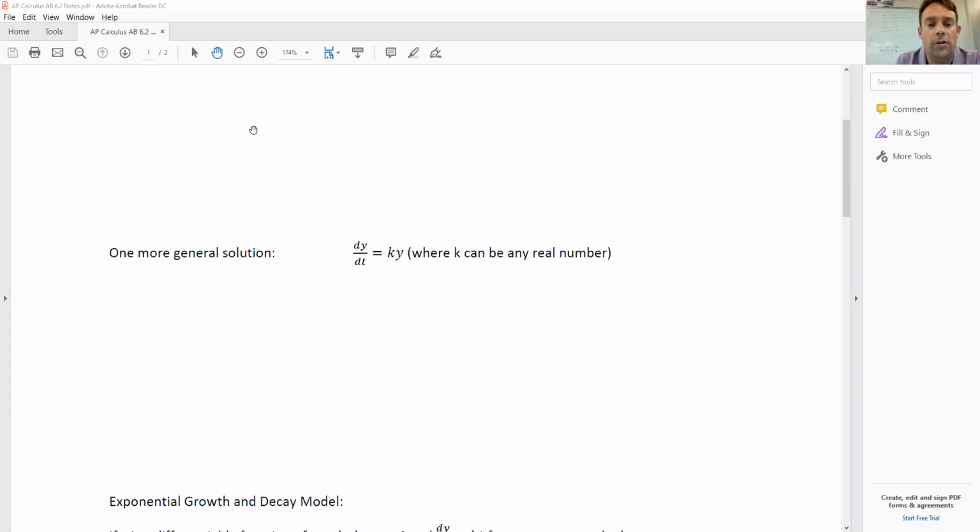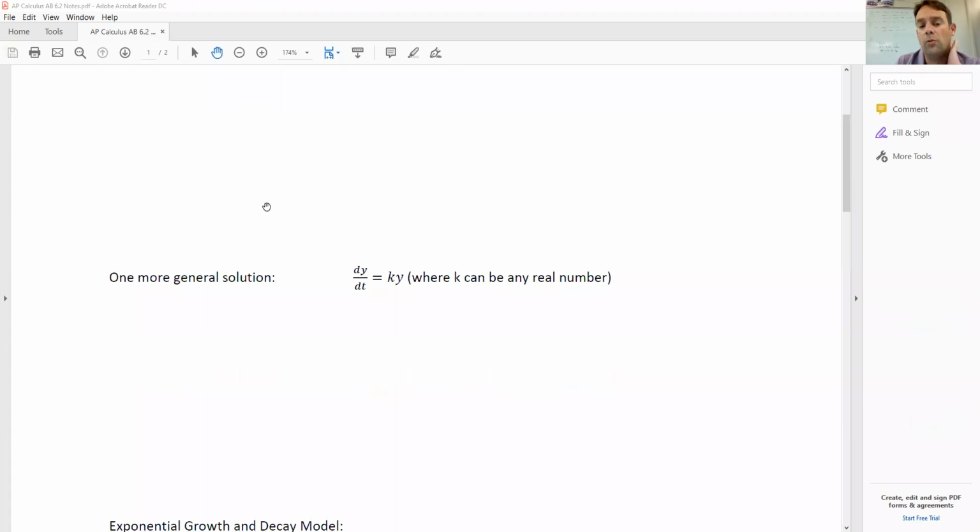But that leads us into this next idea. What if I decide to separate my variables over here? In other words, what if I get my y on the side of dy, so I divide by y again, and I move my dt to the other side. So k times y represents any proportional value.